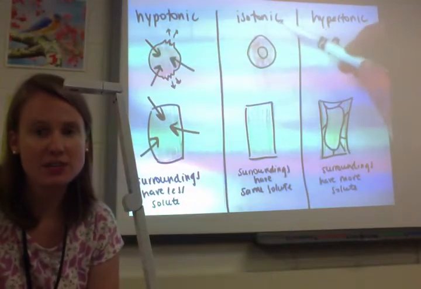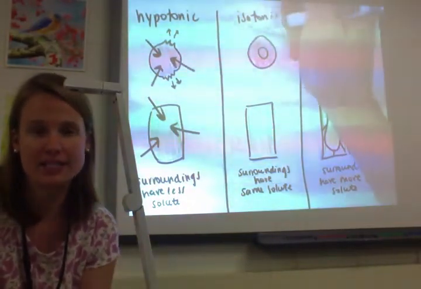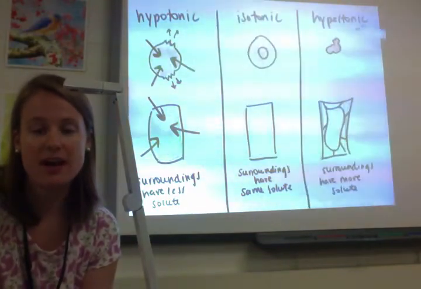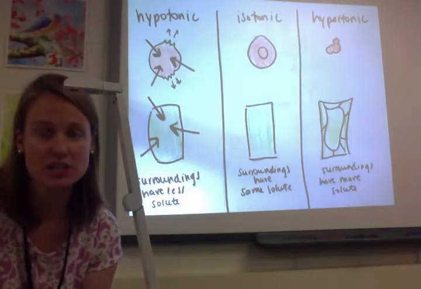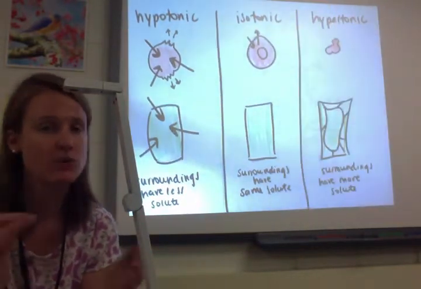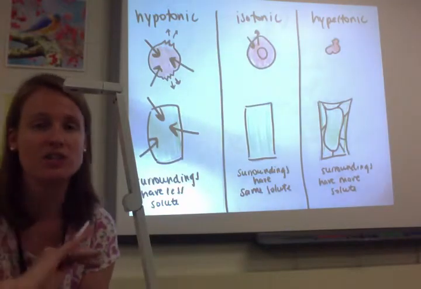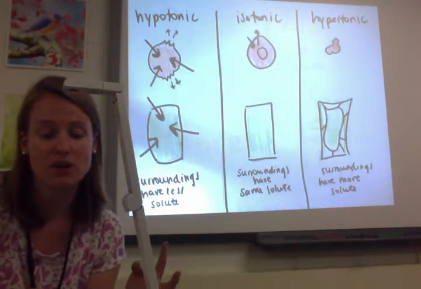If something is isotonic, that means it has the same tonicity. So iso is same, hypo is low, hyper is high. Isotonic, again, it's the same concentration, so the water is going inside, but it's also going outside. So it's at an equilibrium. It's flowing in and out. It's not changing the concentration. So the surroundings have the same solute concentration.